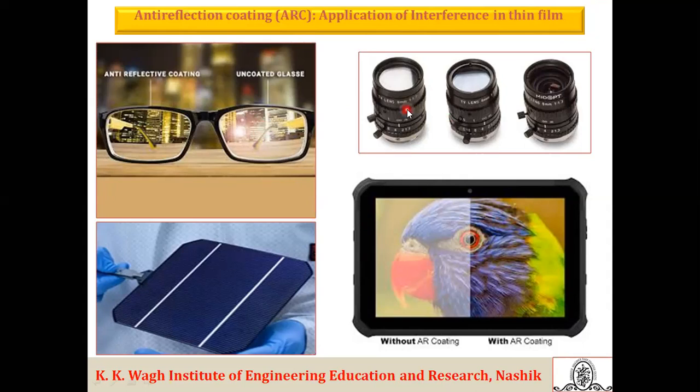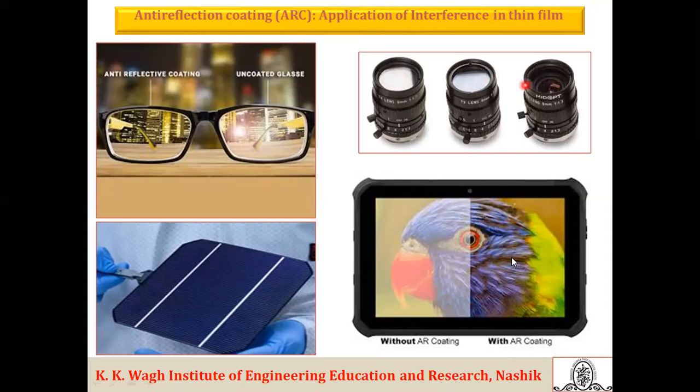Another optical device is a camera. This camera is not coated with anti-reflection coating, and hence here we are observing a blur image. This is the camera lens which is coated with anti-reflection coating. Of course, if anti-reflection coating is given, here you cannot observe that glass also. Here we can observe the glass.